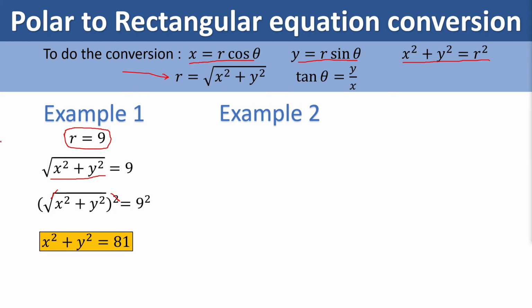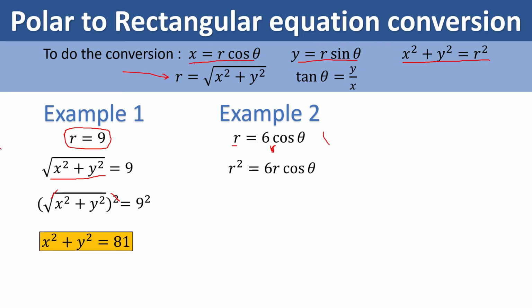Now, example number two. r equals 6 cosine of theta. Remember, I need an r here, because if I have r here, r cosine of theta is x. Now I need an r here.